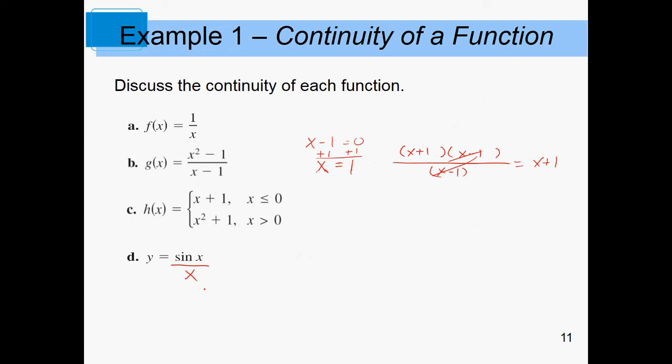Now, what about sine x over x? Does that have a discontinuity? I have a denominator. Is there anything that will make my denominator go to zero? Zero, right? So it would have a discontinuity at zero. And it would not be pluggable because I have nothing I can cancel out. Therefore, it would be a non-removable discontinuity. Does that make sense?